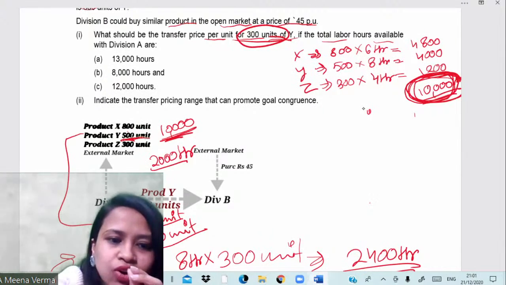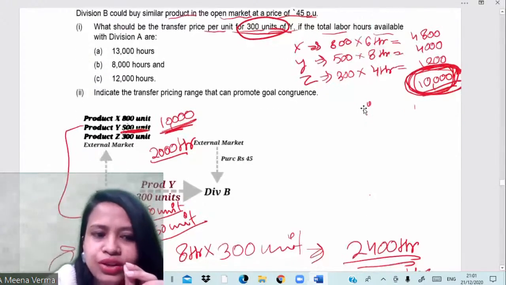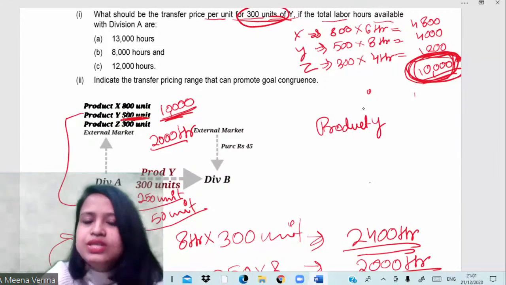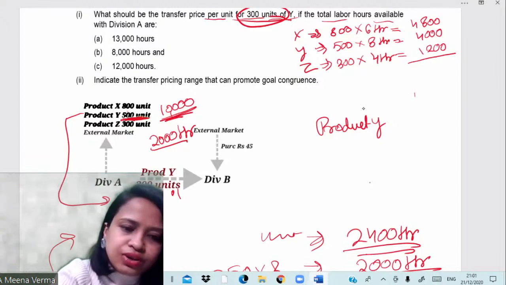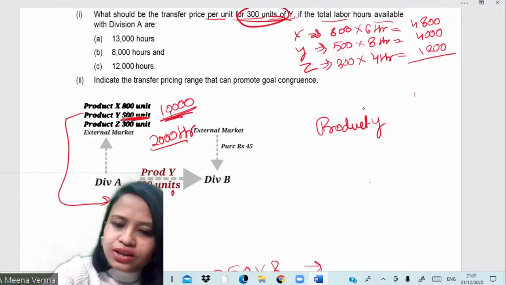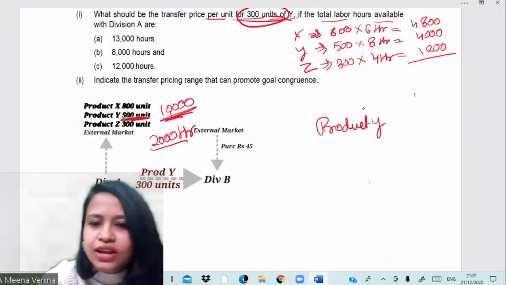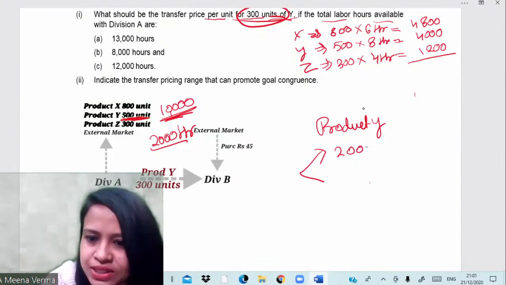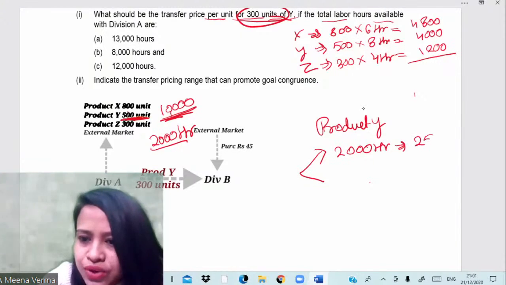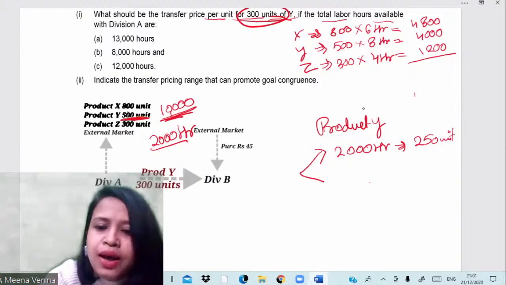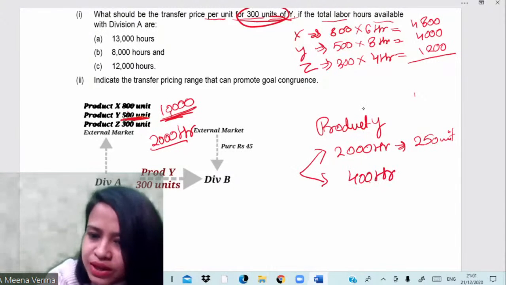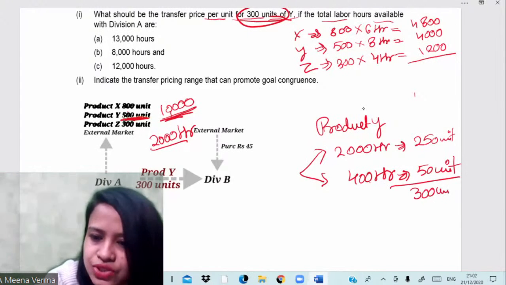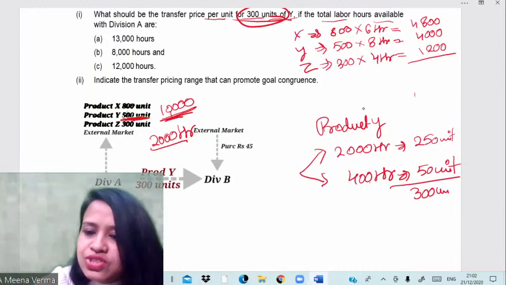And for that, you will see the contribution which you are earning here. How much contribution are you earning here for the product? You can take the time-wise or per unit wise calculation. Both ways are correct. If you are considering the hours, that will be good. If you consider the per unit, that will also be good. For product Y, we have 2,000 spare capacity. In that 2,000 spare capacity, we can produce 250 units. But we need additional 400 hours. We don't have the spare hours in which we need to produce 50 units so that we can produce 300 units, which is required in division B.